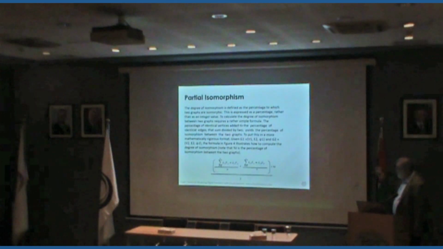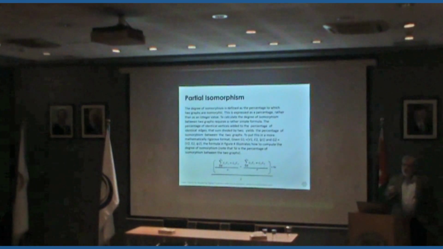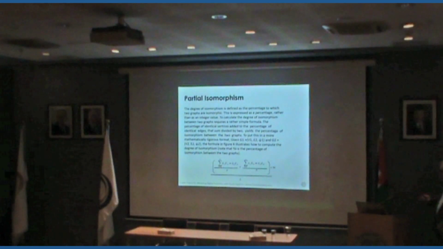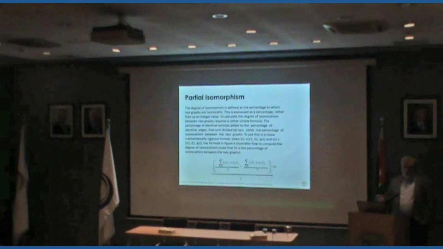If we can map it and model it. Now I say again, partial isomorphism is not a factor of traditional graph theory. It's something I've added. This formula is something I created. Not terribly complicated math, but I just wanted to be clear on that.